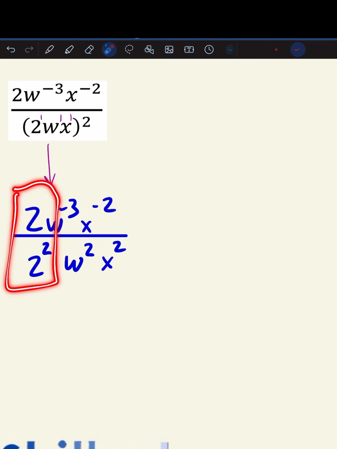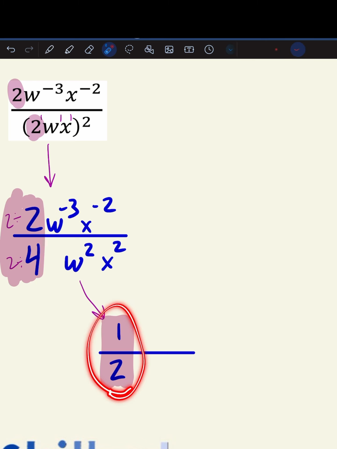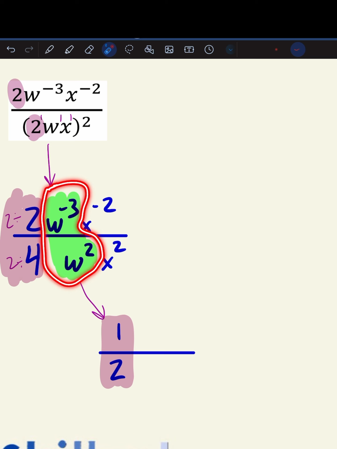For instance, simplifying our 2's out here, you could think of it like the quotient rule, where we have 2 to the 1 minus 2 to the 2 on bottom, or you could multiply out this 2 squared to get 2 times 2 is 4, which is personally how I like to do it because then we're just simplifying this fraction, and to simplify we would just divide both by 2, which would give us 1/2 for our answer for the coefficients.